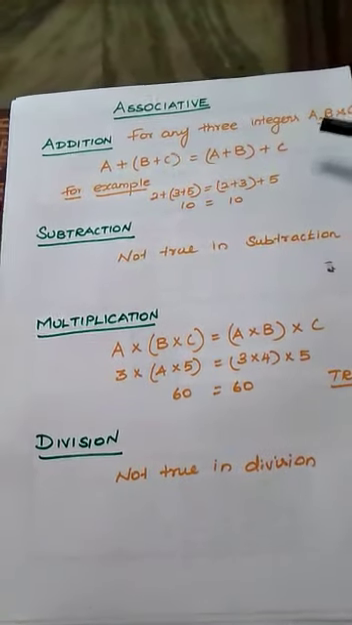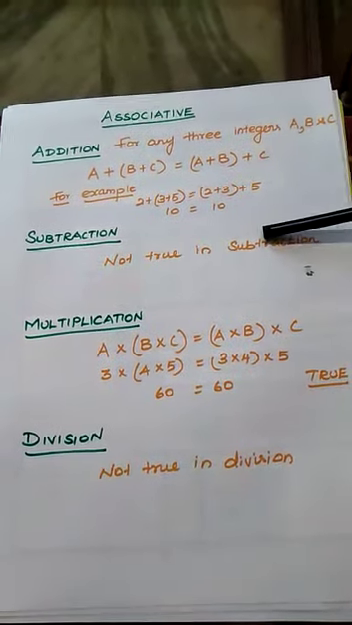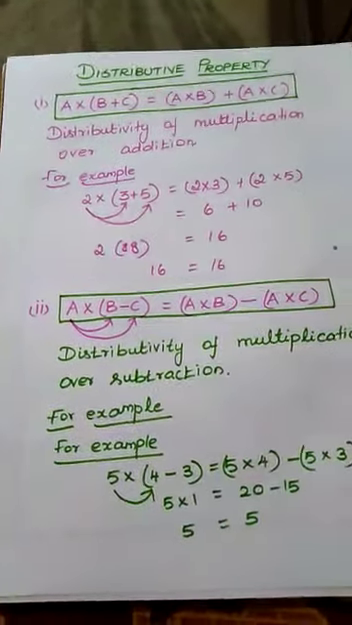Therefore, associative property is true in addition and multiplication only. It is not true in subtraction and division. The next property is the distributive property.